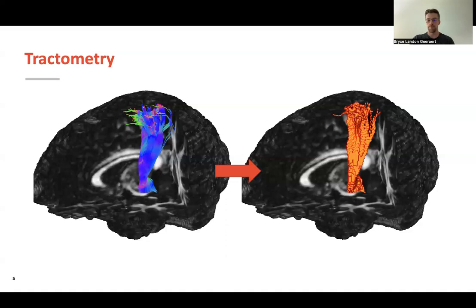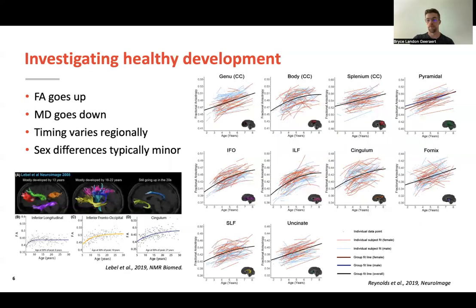So generally, analysis of tracts and developmental trends has been going on for quite a while. I've got this study from 2008 on the screen, showing that some tracts are finished developing by 13 years, others keep developing up into the 20s, and others are developing even beyond that. They're still going strong. The general trend in development, though, is fractional anisotropy, or FA, goes up, and mean diffusivity, or MD, goes down.